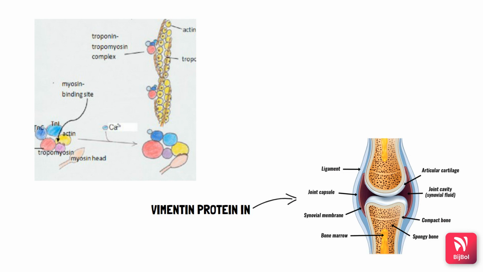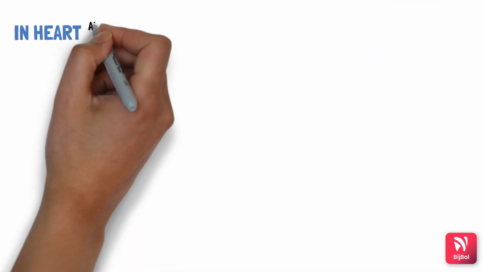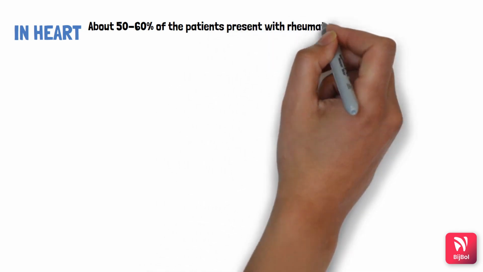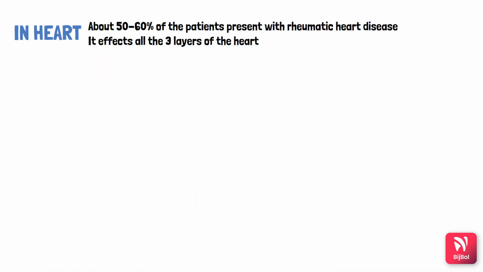All these proteins resemble the M protein, hence antibodies act against these proteins. Now we will be studying this in detail. Now let's move on to the heart. About 50 to 60% of the patients with rheumatic fever would present with rheumatic heart disease.